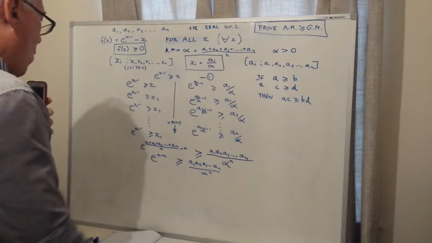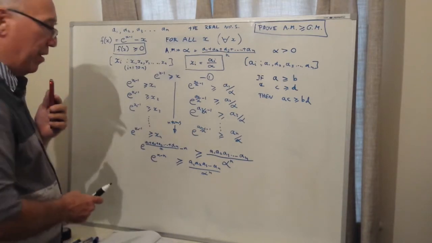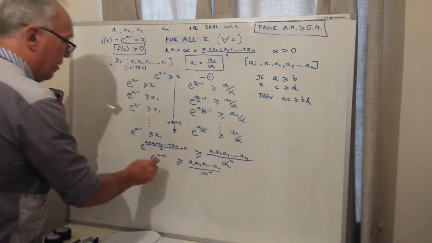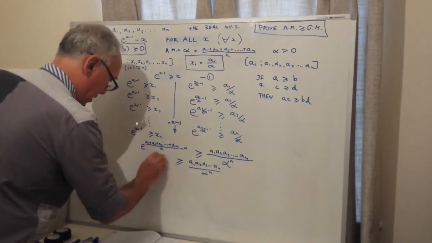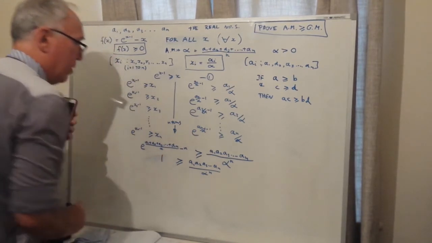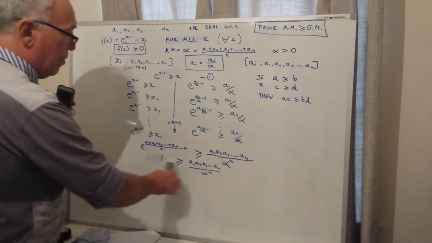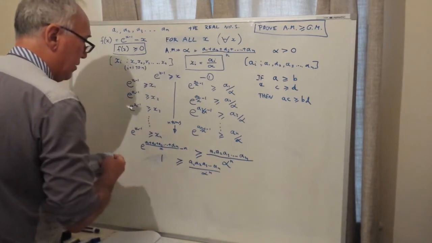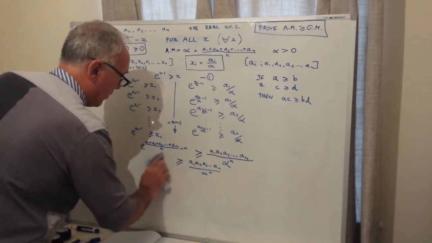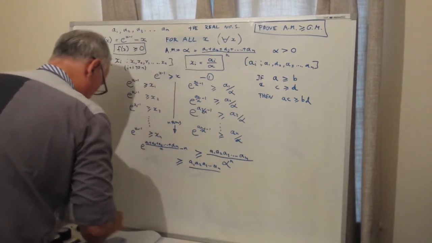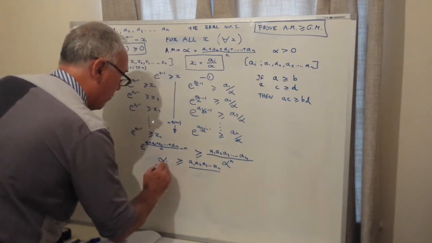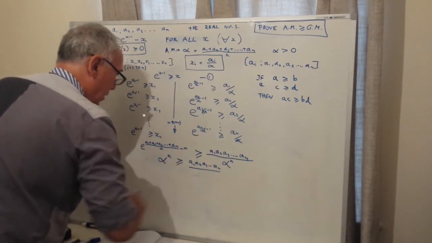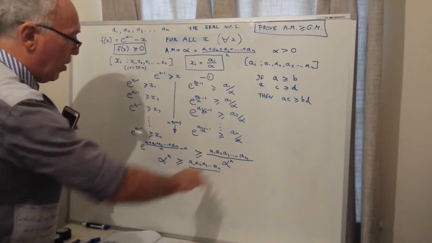Well, e to the n minus n is just e to the 0, and e to the 0 just becomes 1, right? So we can get rid of this now. We can change it to 1. And then what we'll do is we'll multiply both sides by alpha to the n. So the alpha to the n is going to come over to the left-hand side, right? So we now have alpha to the power of n is greater than or equal to this product.